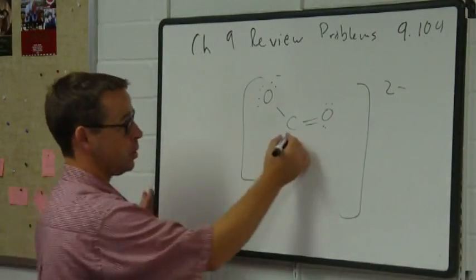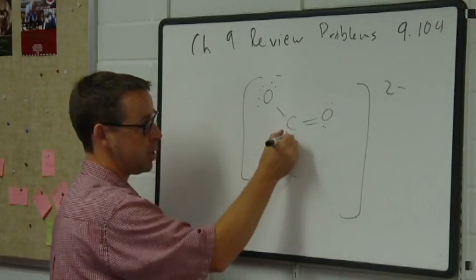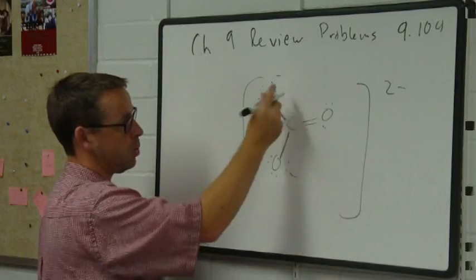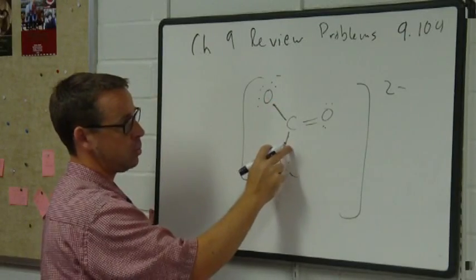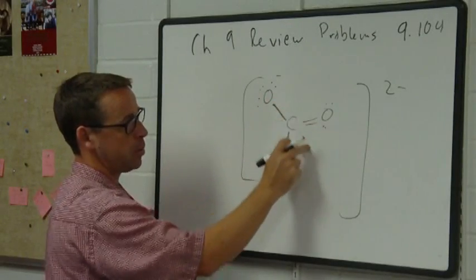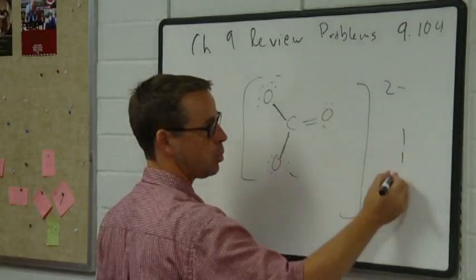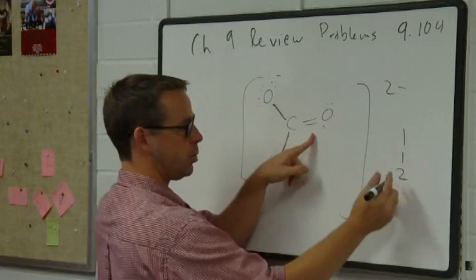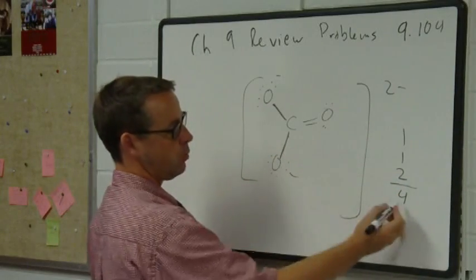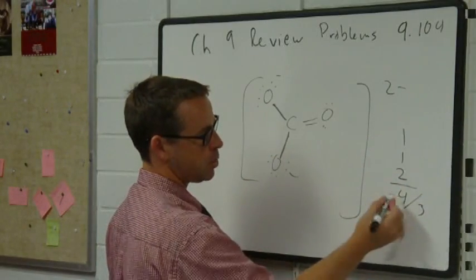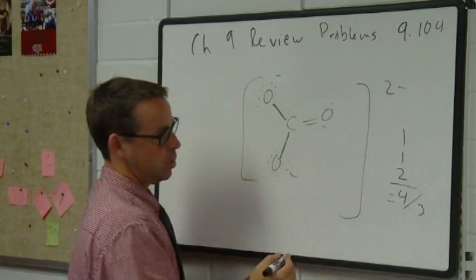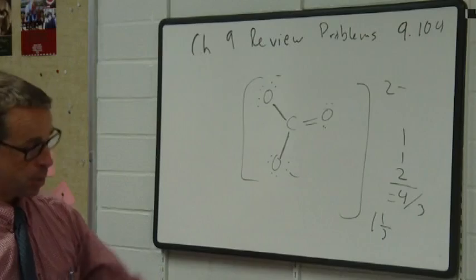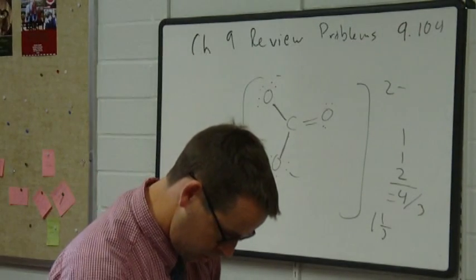The bond order is basically a number associated with how many bonds there are. There's one bond here, so the bond order is 1. One bond here, the bond order is 1. Here the bond order is 2. So if I add the bond orders together, 1, 1, and 2, I get 4, divide it by how many bonds there are, that's the average bond order, which is 4/3, or 1 and 1/3.